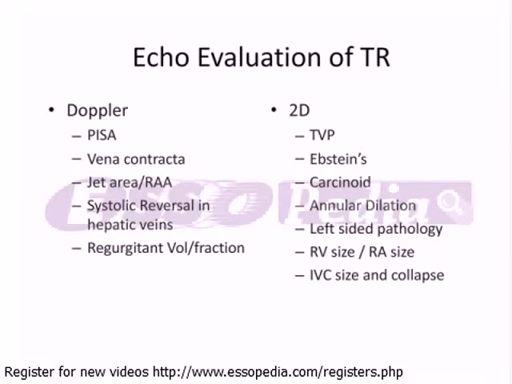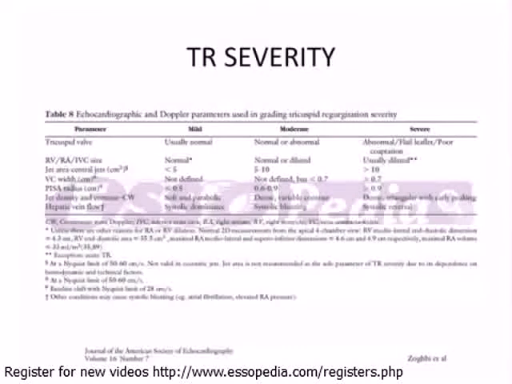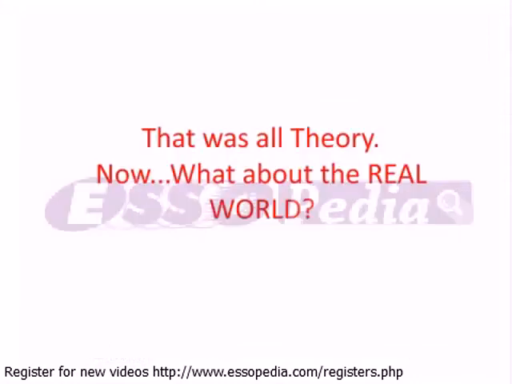The American Society of Echo, in their guidelines from 2003 on the echocardiographic evaluation of regurgitant lesions, has published guidelines on how to grade tricuspid valve severity into mild, moderate, severe based on these different parameters. So we've covered all the theory. Now what about the real world that we see in the intensive care unit?